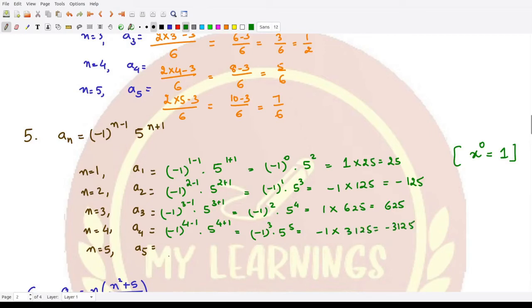For the last term a5 we need to put n is equal to 5 here. So when we put n is equal to 5 we have minus 1 raised to power 5 minus 1 into 5 raised to power 5 plus 1. So it is minus 1 raised to power 4 into 5 raised to power 6. So it is minus 1 into minus 1 into minus 1 into minus 1, 4 times. So it would be plus 1 multiplied by 5 raised to power 6.